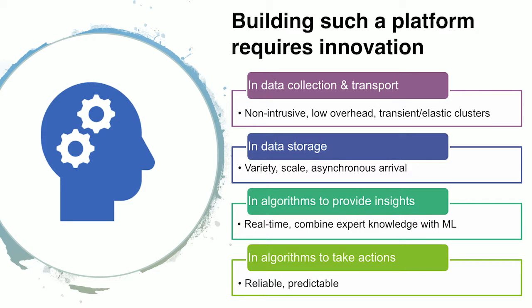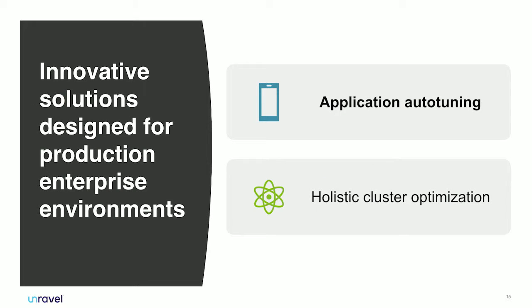And then when it comes to the algorithms to analyze these applications, it has to scale, and it has to combine expert knowledge with the data that you collect. It has to be predictable and reliable. That goes without saying, of course, but it's non-trivial in combination with the other challenges. So next, I'm going to talk about some of the approaches that we use that particularly leverage machine learning. The first one is application auto-tuning, and the second one is cluster-level optimization.